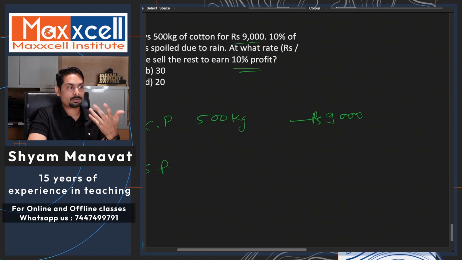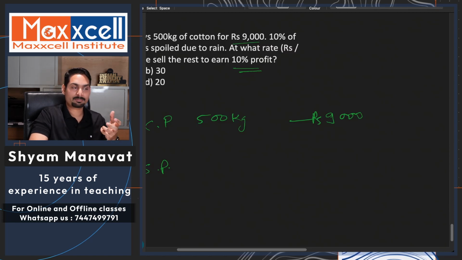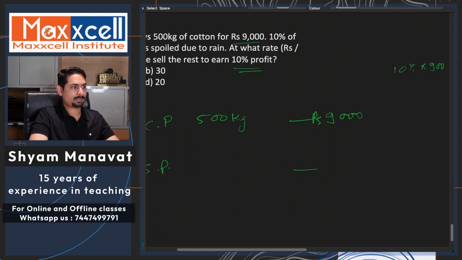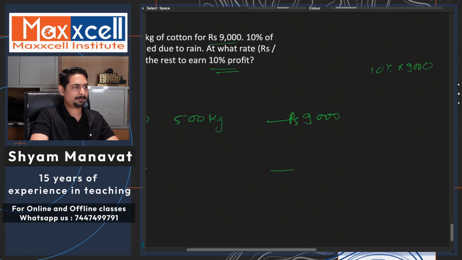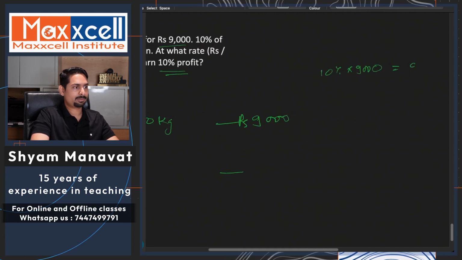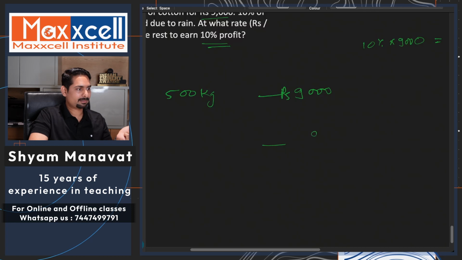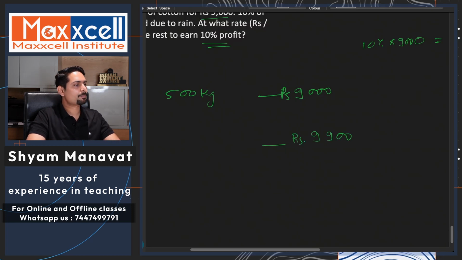The total selling price should be 10% profit, so 10% more of 9,000. What will be 10% more of 9,000? 10% of 9,000 will be 900. I hope you will be able to do this easy calculation. So 10% higher, the selling price should be 9,900. Correct? Profit percent we apply on the cost price.